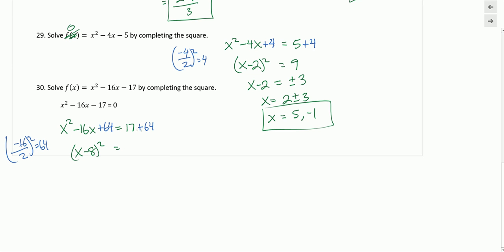And then add the 17 and 64, and get 81. Take the square root. Square root of 81 is 9, and add 8. So x is going to equal 8 plus 9, which is 17, and 8 minus 9, which is negative 1.